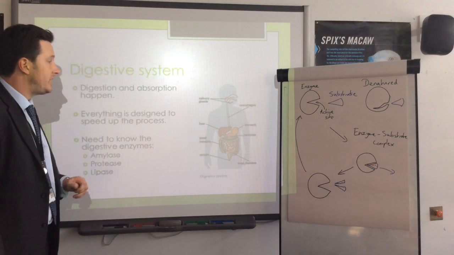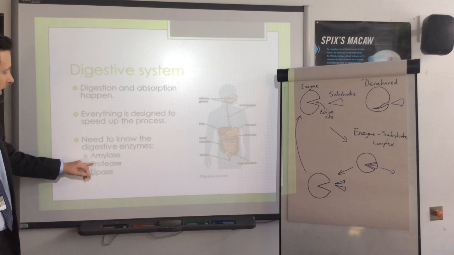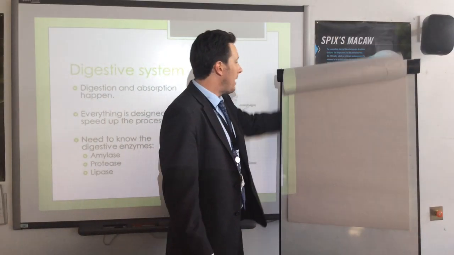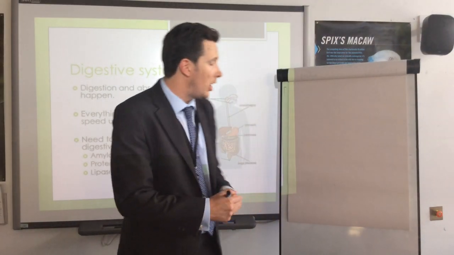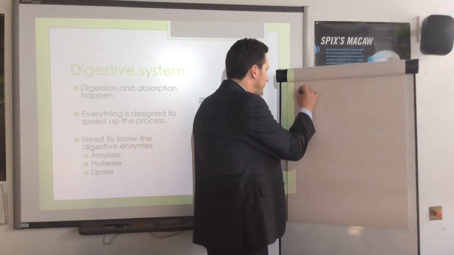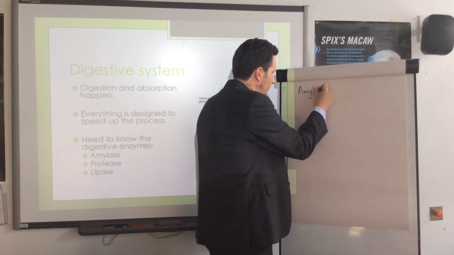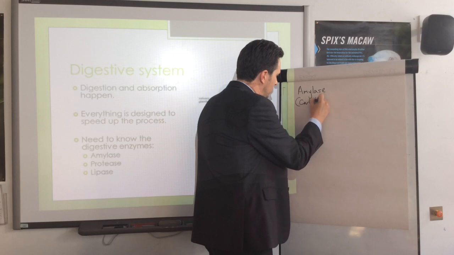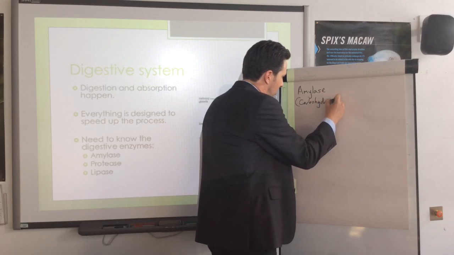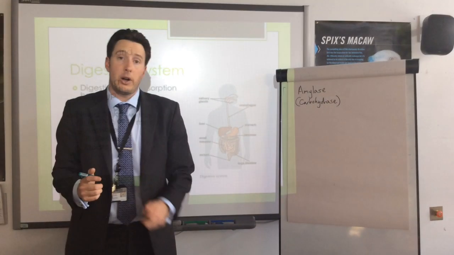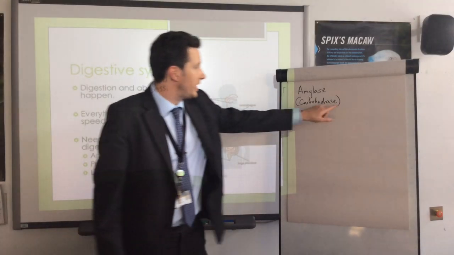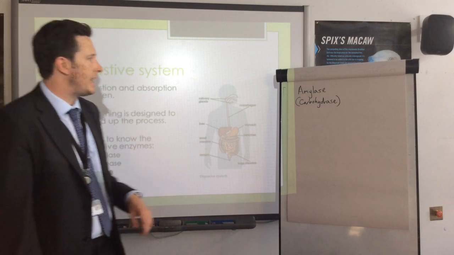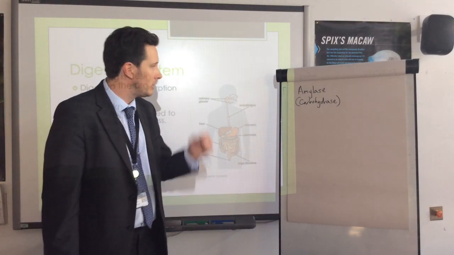The enzymes that are particularly in there are amylase, protease and lipase, and you need to know those and what they do. Amylase is a specific type of carbohydrase. Carbohydrase is an enzyme. You can tell it's an enzyme because it ends in ase. All of these actually end in ase. Protease, lipase, all end in ase. So that's how we can tell they're all enzymes.